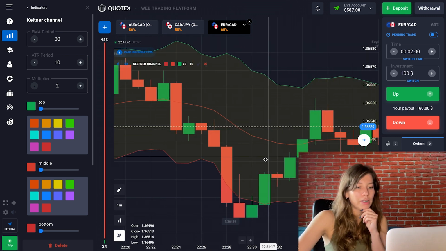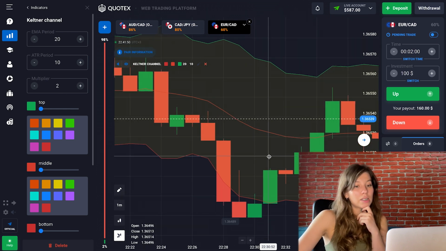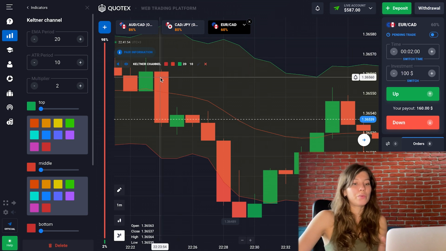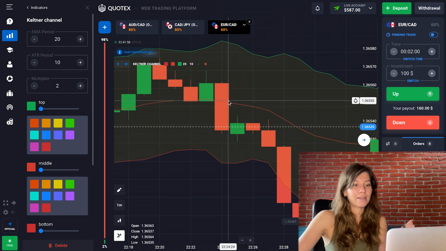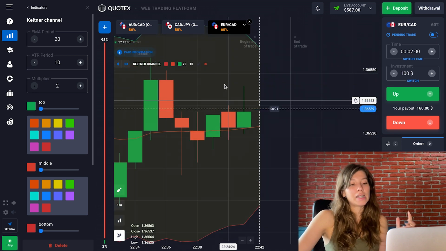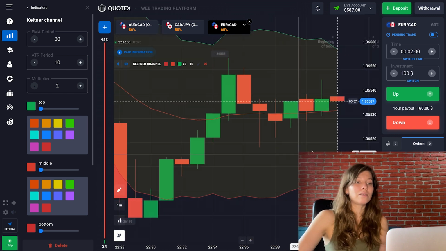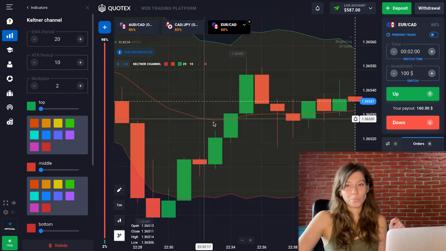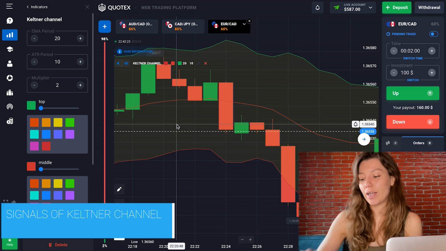In an uptrend, the price action tends to continue in the upper half of the channel, which is between the middle line as support and the top line as resistance. So friends, to understand more, I'll tell you a little bit about signals of the Keltner channel. There are 3 types of signals with the Keltner channel.